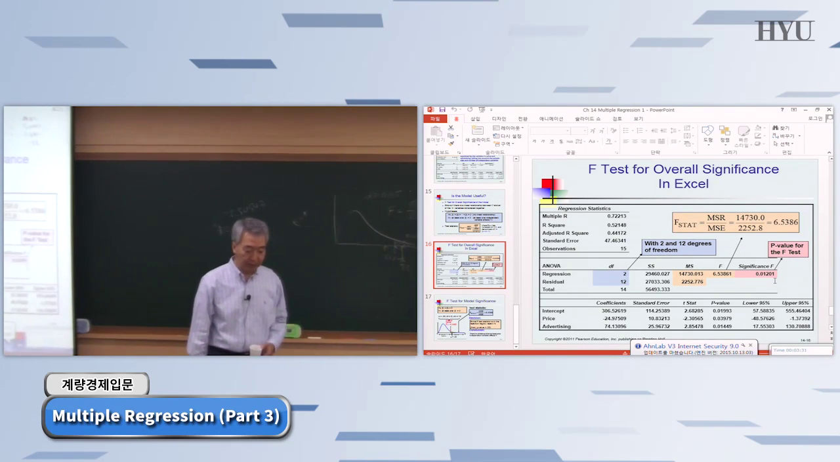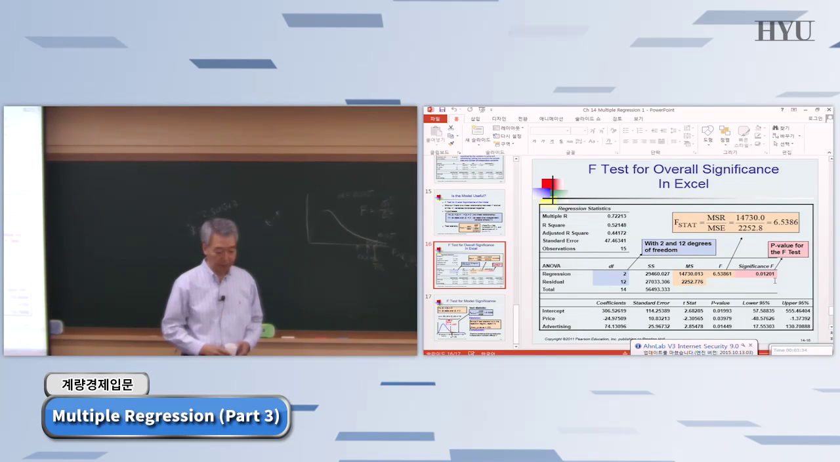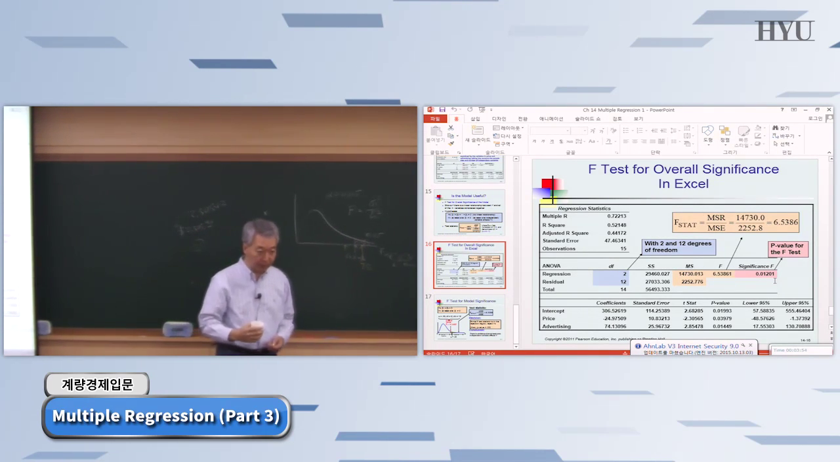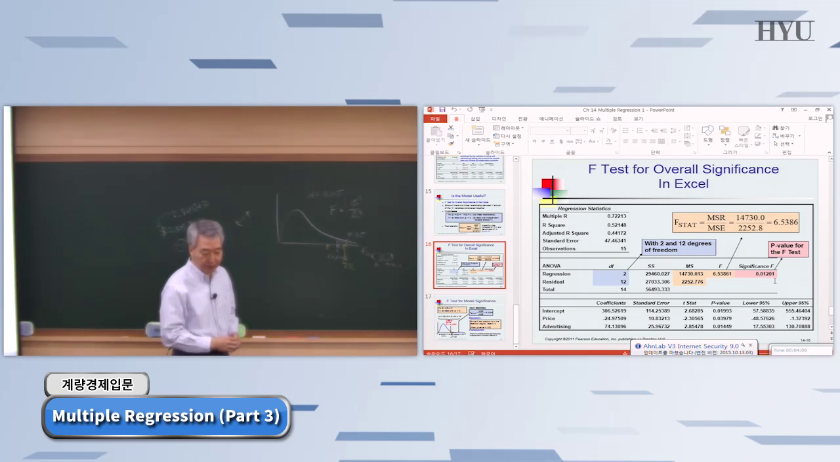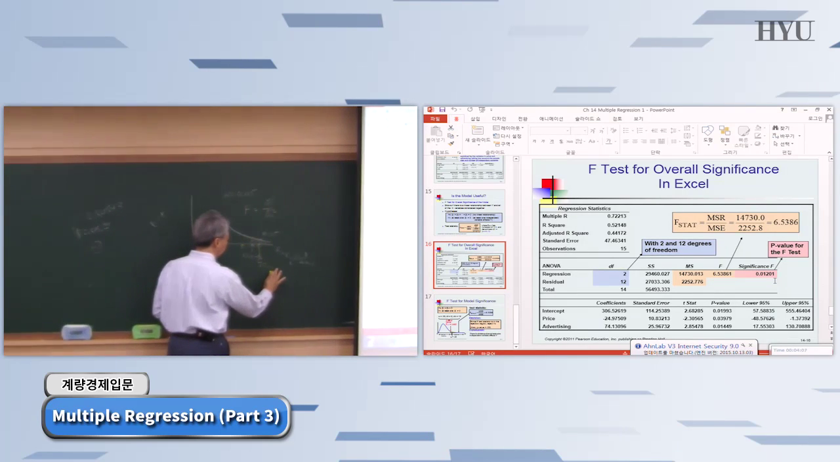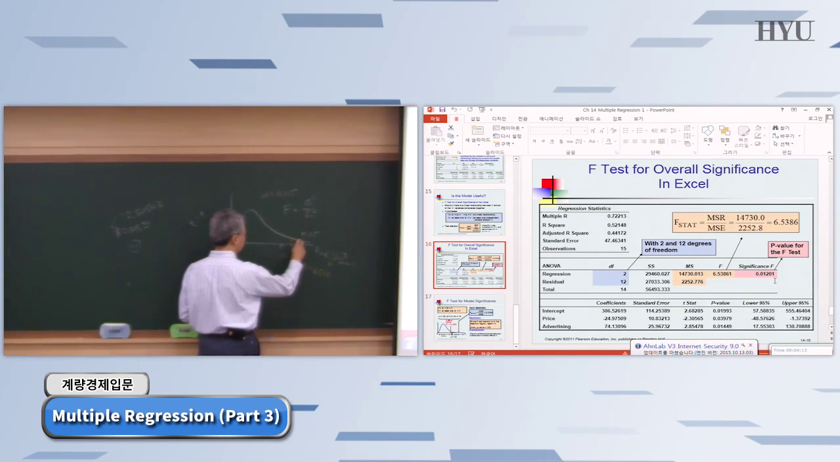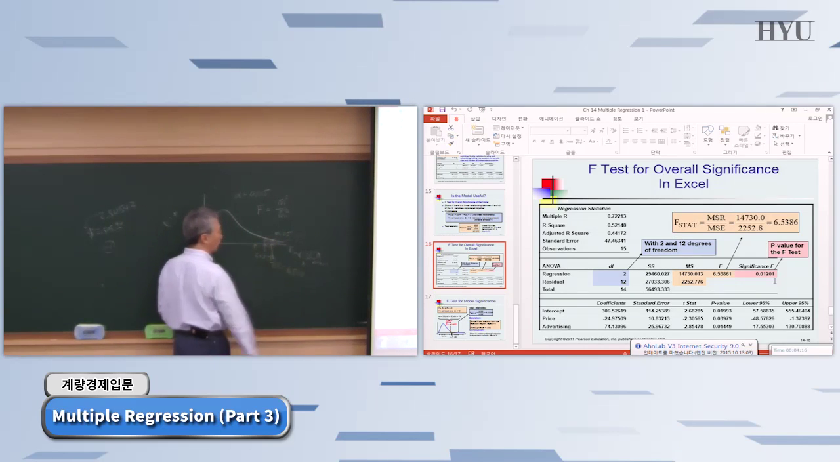But by looking at the p-value, you can immediately make the conclusion, right? What's the p-value in this test? 0.012, right? So what is your conclusion? Reject the null hypothesis, because apparently the test statistic is 6.538 whatever, right? Then the area outside the test statistic, which is the p-value, is only 0.012.